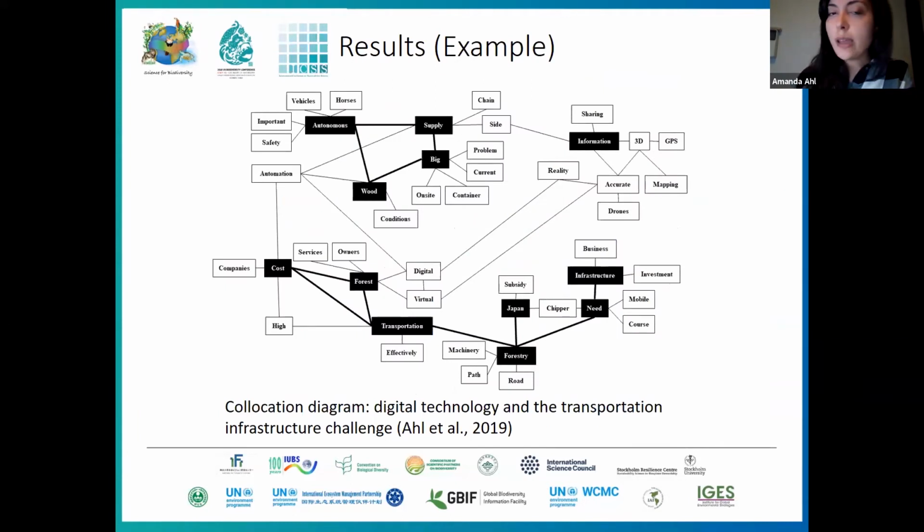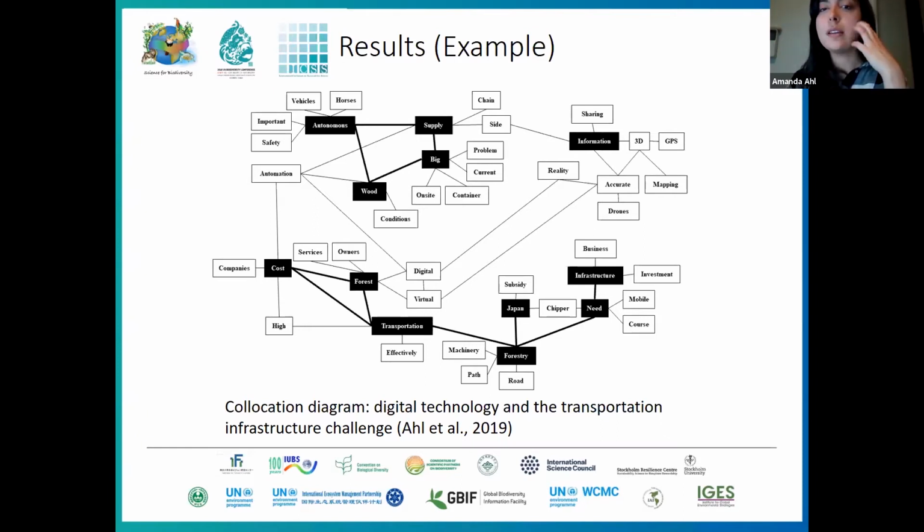So based on these challenges we identified earlier, we identified how digital technologies can be used to overcome or begin to overcome each of these challenges. And we made visual diagrams for each challenge based on the interviews. So here is an example of a co-location diagram we made for transportation infrastructure and how digital tech might be used to overcome that challenge. So for example, you can see here in the top right corner, we have a keyword which was information and share, that's linked to other related words like sharing, 3D, GPS.